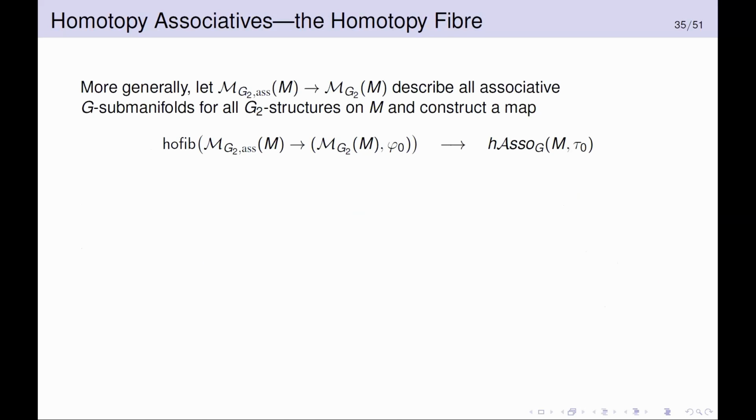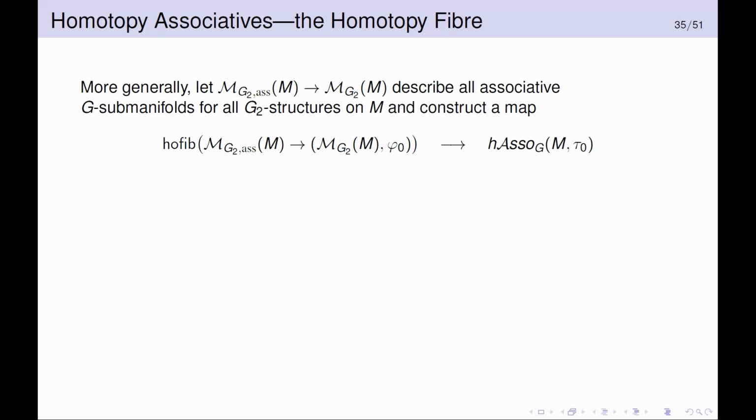Okay, so we can go from homotopy associatives to maps into X_G and back. And now let's look at the combined moduli space that we had before. So we have G2 structures and associative G submanifolds, and it has a forgetful map to the G2 moduli space. And we take the homotopy fiber of this map, and I claim that we can map the whole homotopy fiber of this map into our space of homotopy associatives.